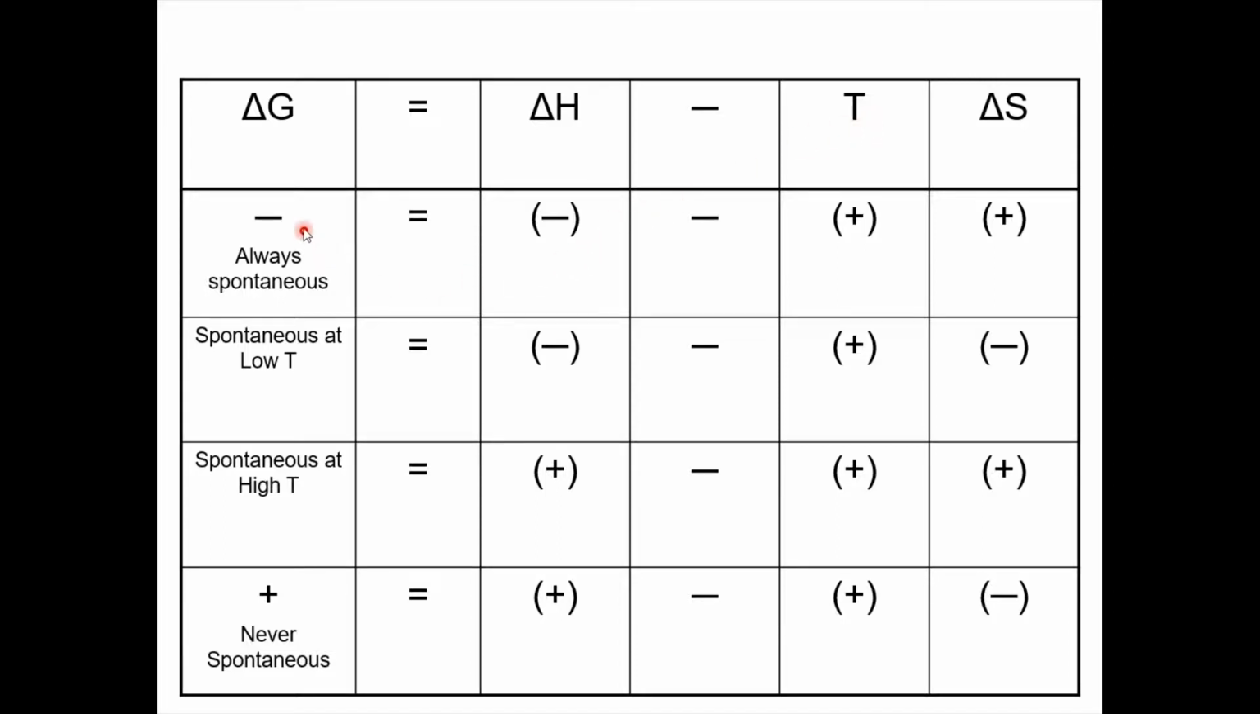So let's take a look at the two extreme examples first. Always spontaneous, which means the delta G is always negative. And the last one here, never spontaneous, because the delta G is positive. When your delta H is negative and your delta S is positive, your reaction will always be spontaneous. Think about it. This equation is delta G equals delta H minus T times delta S. First, let's multiply the T delta S. If your delta S is positive and T is positive, when you multiply two positive numbers, you always get a positive number.